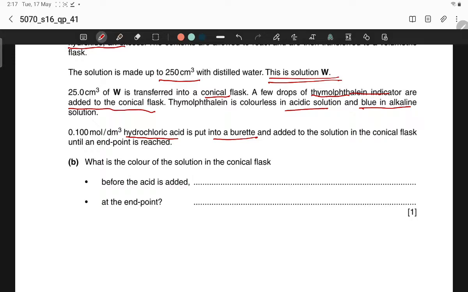So in the conical flask, sodium hydroxide is taken while hydrochloric acid is in the burette. The color is given in this statement that it is colorless in acidic solution and blue in alkaline. So what is the color of the solution in the conical flask? Before the acid is added, it is blue, and at the end it is colorless, so blue to colorless.